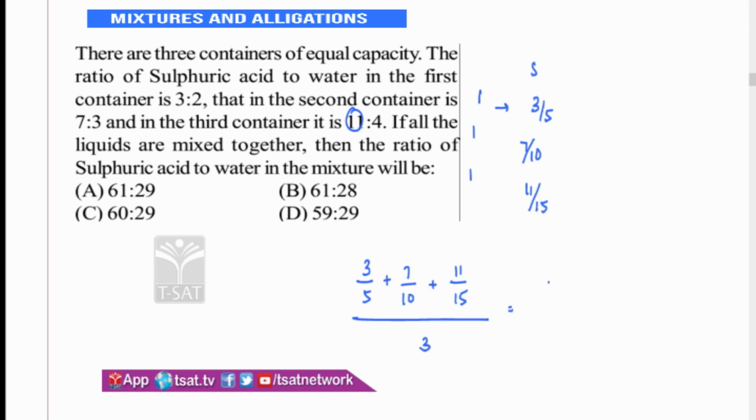So you get sulfuric acid, take the LCM as 30, it becomes 90. 5 sixes are 30, therefore it is 18. 10 threes are 30, therefore it is 21. 15 twos are 30, therefore it is 22. You get 61 out of 90. So if sulfuric acid is 61, water becomes 29. The ratio is 61:29, because out of 90 parts, sulfuric acid is 61, meaning the remaining is 29.